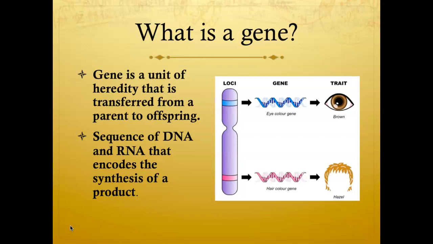A gene is going to be a unit of heredity that is passed on from parent to offspring. It could be a segment of DNA or RNA that is going to encode for a particular type of protein to be produced.